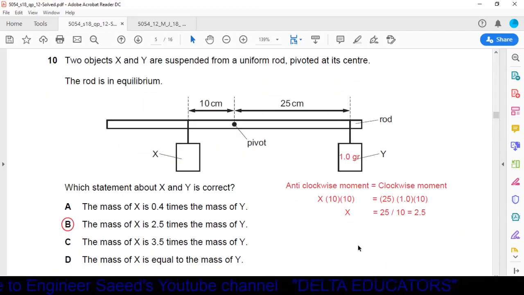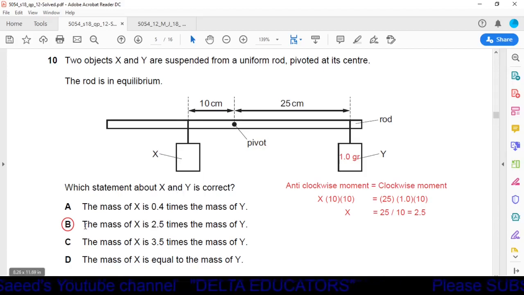Question number 10. Two objects X and Y are suspended from a uniform rod pivoted at its center. The rod is in equilibrium. Okay, here we have a rod. It is a pivot from the center here, and here we have two objects. One is X and second is Y. Which statement about X and Y is correct? Option A, the mass of X is 0.4 times the mass of Y. B, the mass of X is 2.5 times the mass of Y. Option C, the mass of X is 3.5 times the mass of Y. And option D is the mass of X is equal to mass of Y.